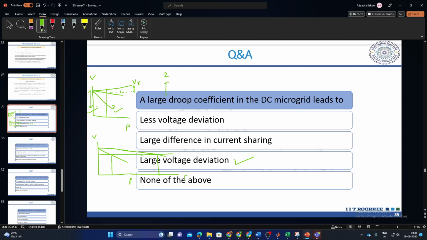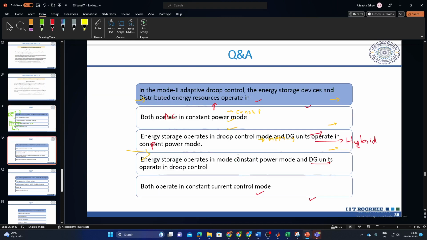Similarly, we had also seen in the previous discussion for power sharing. For the same voltage, this was P, so the larger droop will have less power or current sharing. So here the answer is larger voltage deviation.